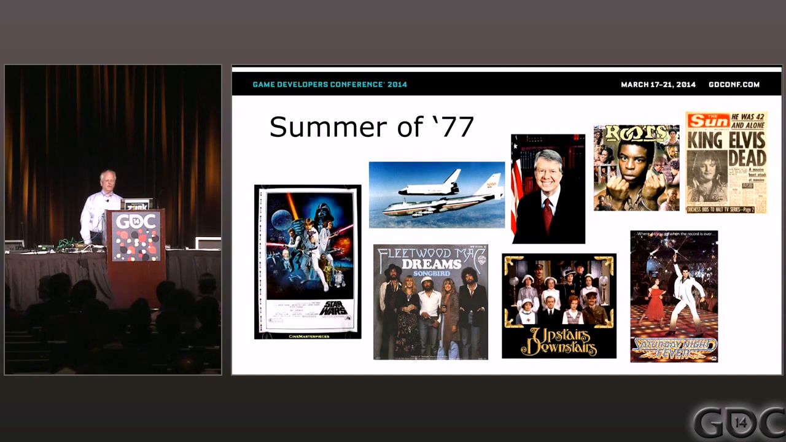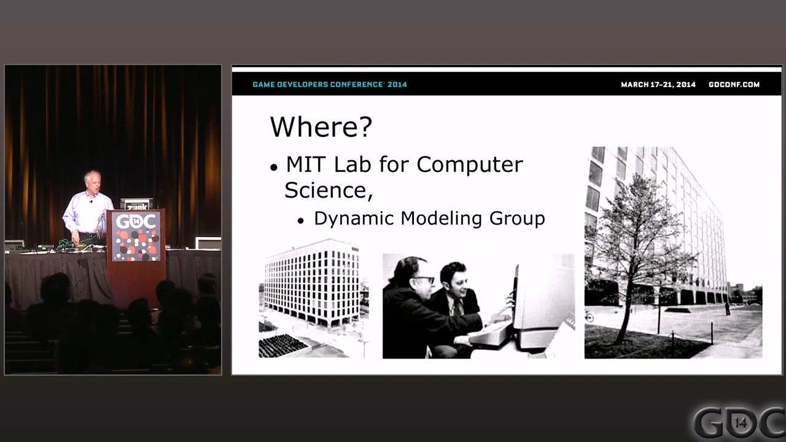tied a little bit into its time, which was the late 70s. And the late 70s were kind of like today in some ways. We have Downton Abbey. They had Upstairs, Downstairs. We have 12 Years a Slave. They have Roots, and so forth. Star Wars came out during the month in which we started working on Zork, the original Star Wars. Now, where did this happen?